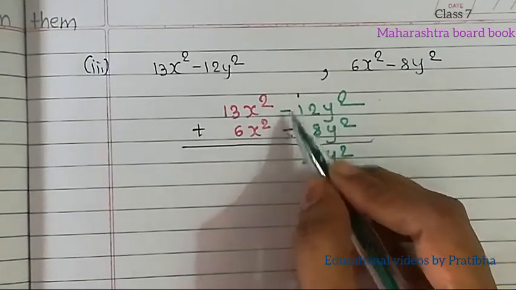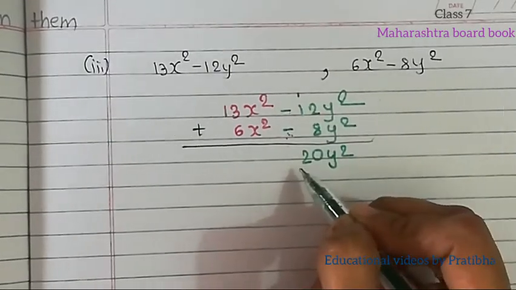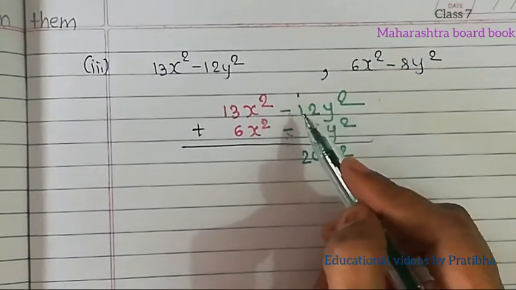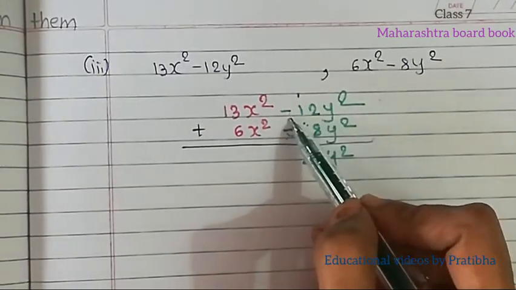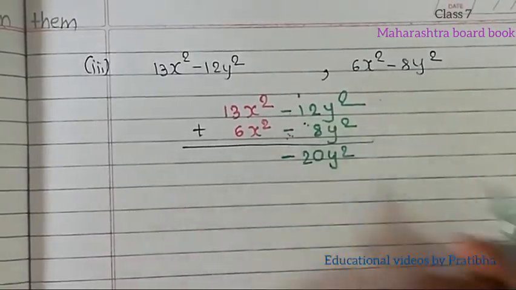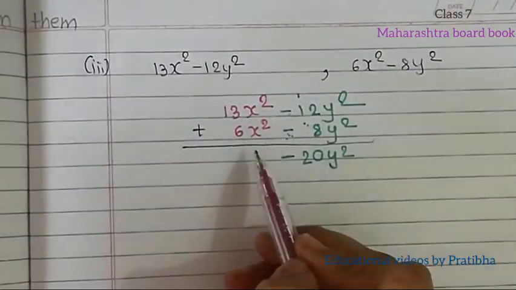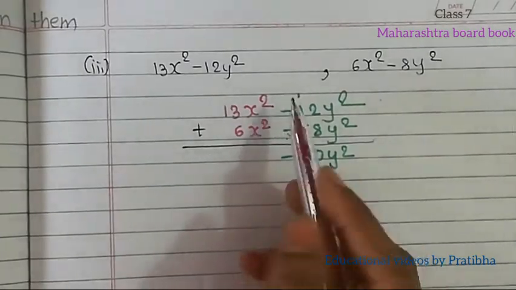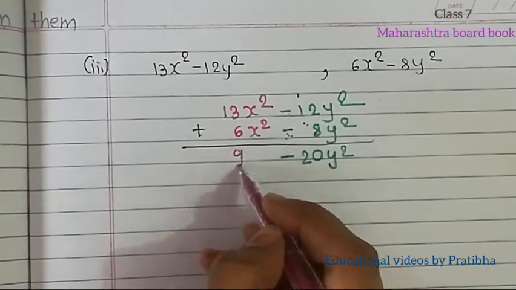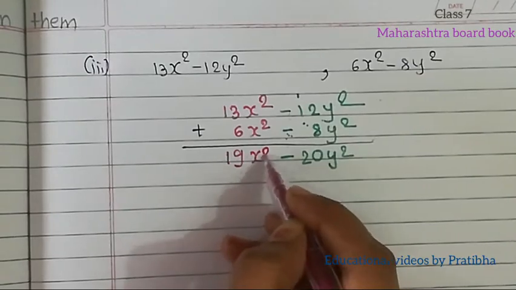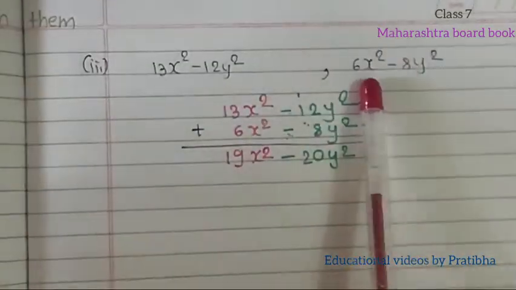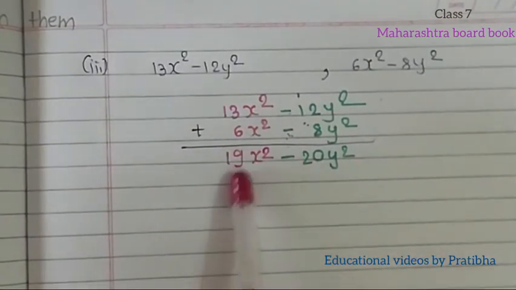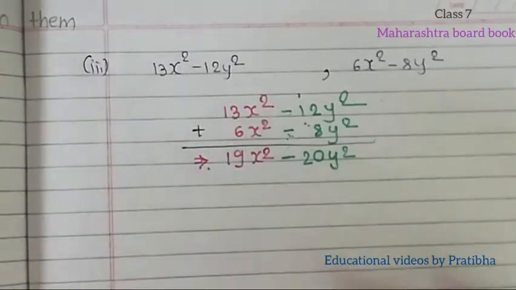Now minus is there. Though we did addition, we have to give the sign of bigger number. Bigger number is 12y square, and it has minus sign in front of it. So here we are going to give minus sign. Now let us add the first pair of like terms. 6 plus 3, 9, 1 as it is, x square. So the sum of 13x square minus 12y square plus 6x square minus 8y square is 19x square minus 20y square. So this is our answer.